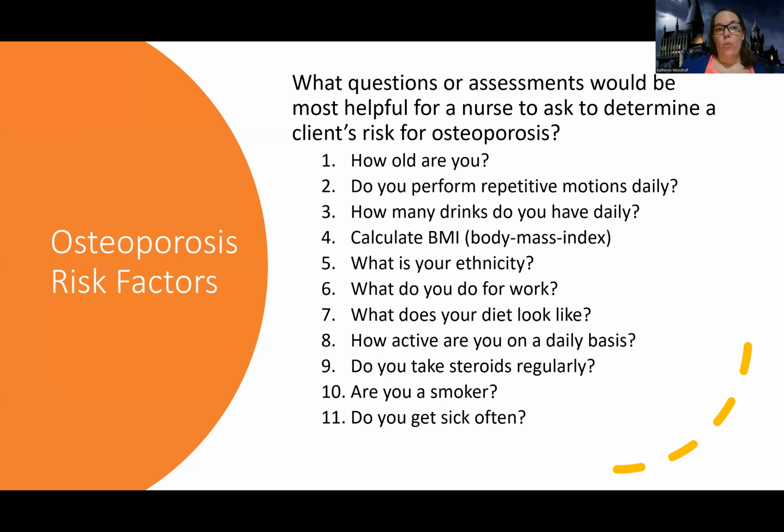So effectively, which of these questions are going to give you information that tells you that a person, because it also says most helpful. Some of these maybe could tell us something about a client's risk for osteoporosis, but what are the most important questions? This is a prioritization: which of these questions, if I ask them to a patient, could put big ding, ding, ding, alarm bells, like this patient is very high risk for osteoporosis. So let's look at them.